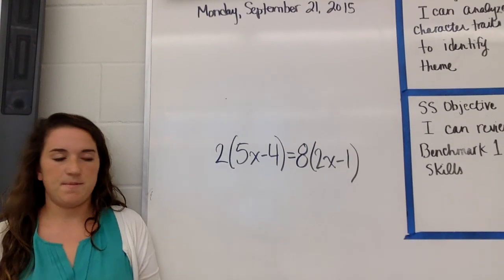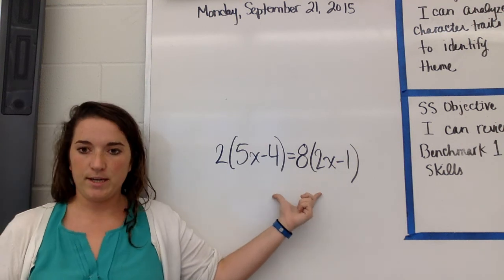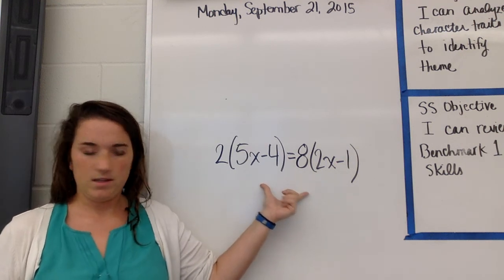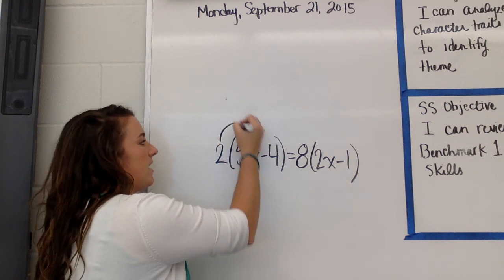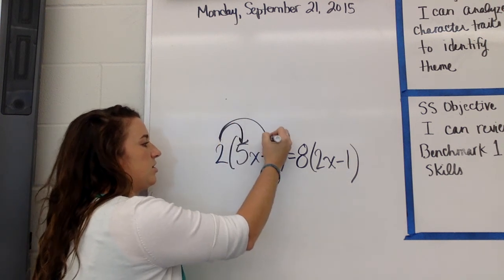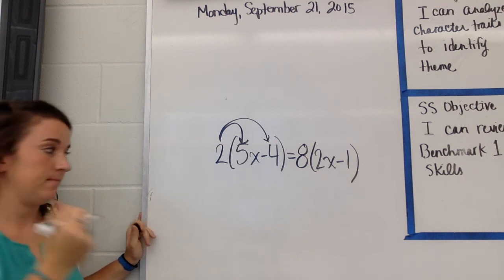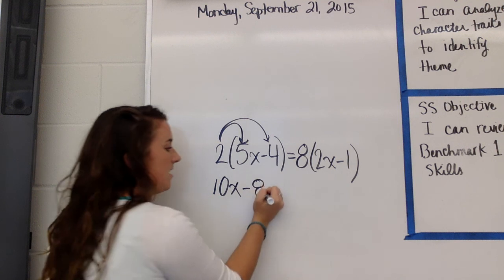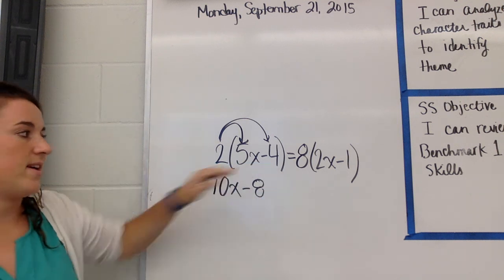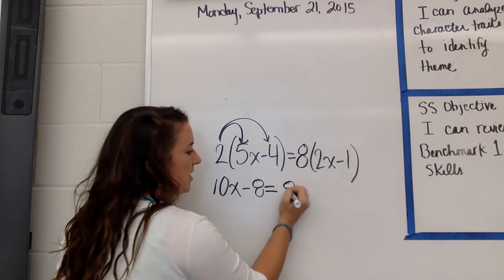Moving on to equation number 2. This time when we look on both sides, can either side of the equation be simplified further? Yeah, we can actually this time simplify both. So let's start with the left side. We distribute our 2 to the 5x and the 4. What will this look like? It will be 10x minus 8, because we multiplied 2 times 5x, kept our sign, and then we'll just copy the rest down.